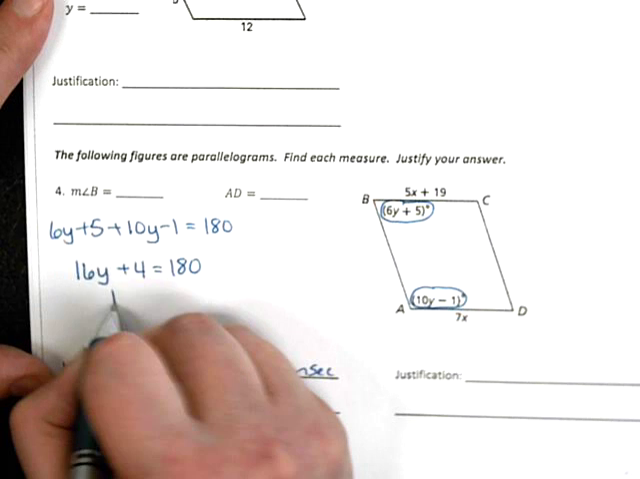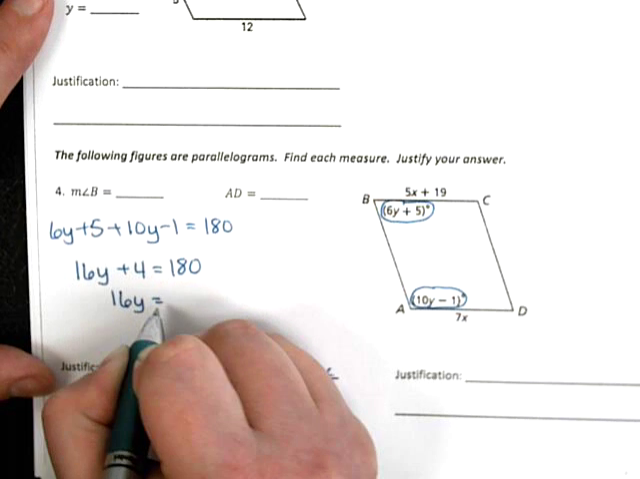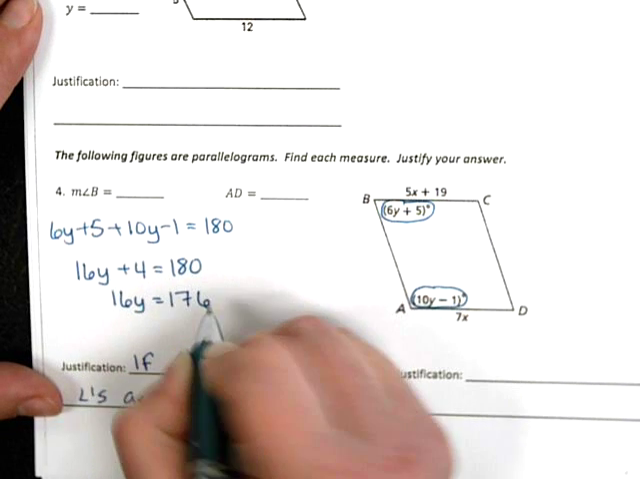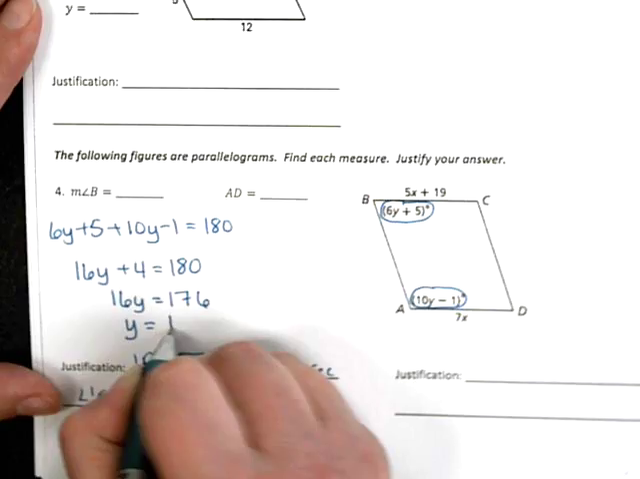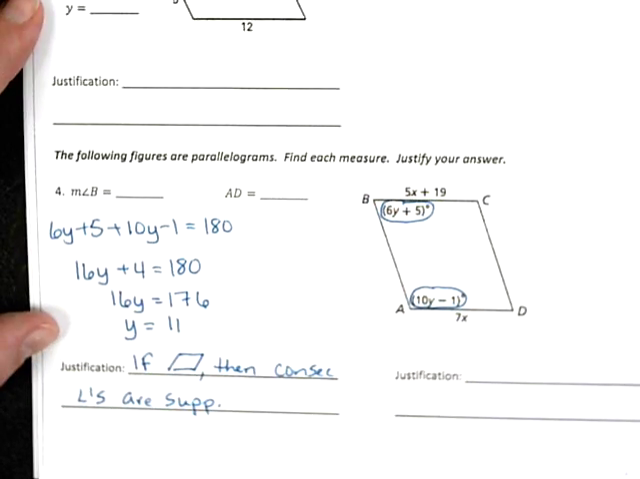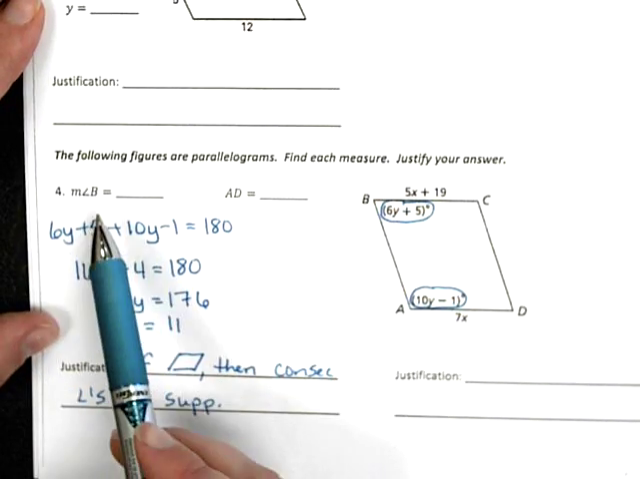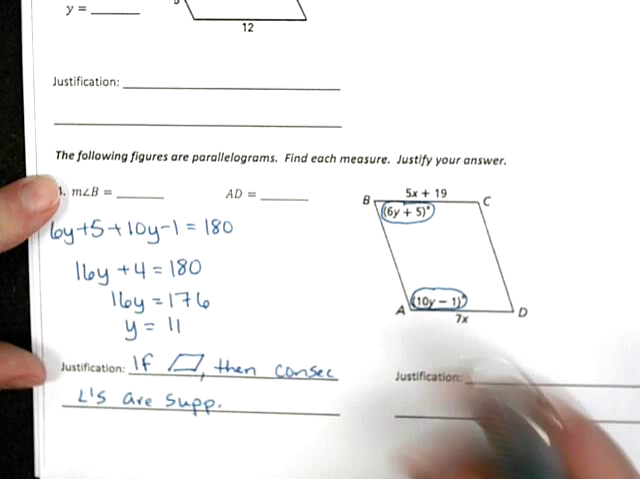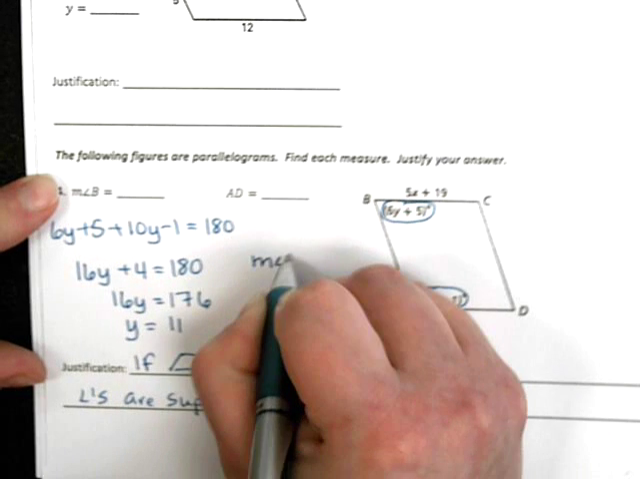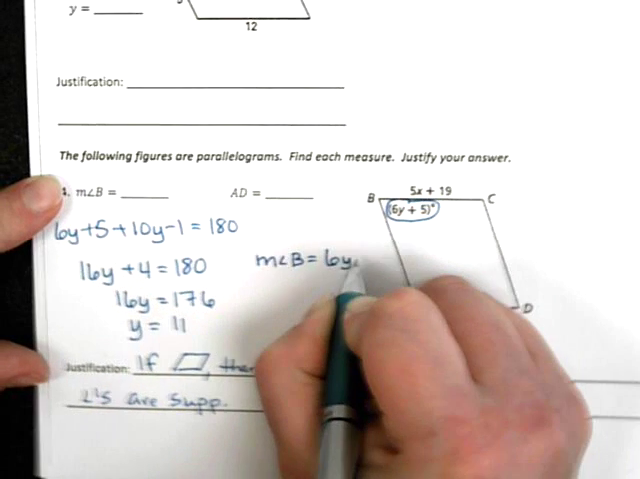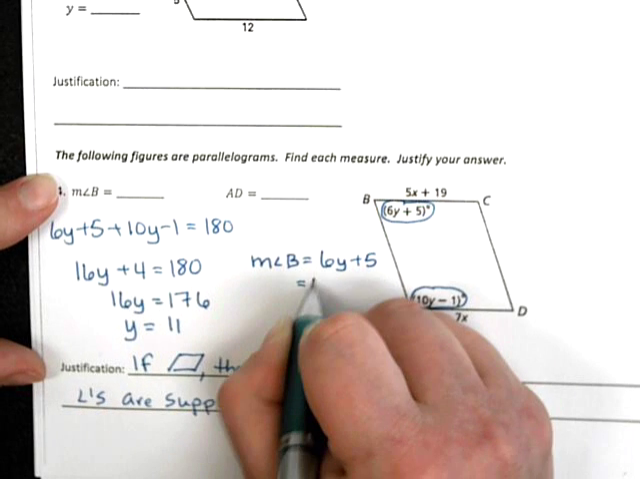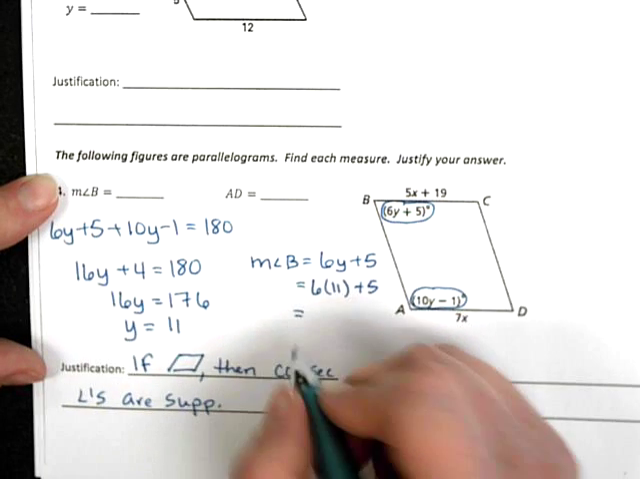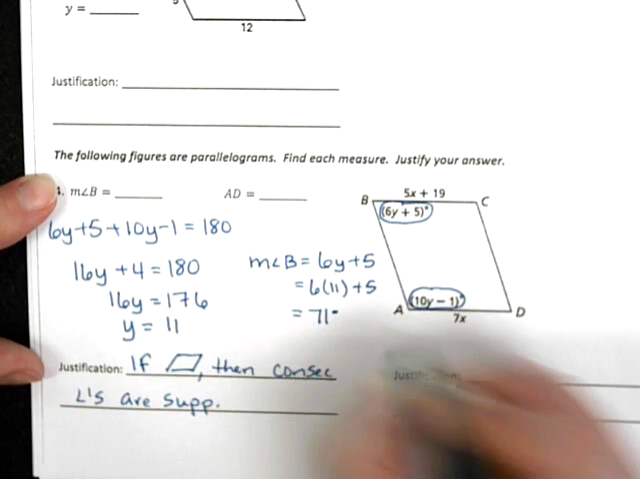Okay? Then I get 16y equals 176. Subtract the 4 over, right? And then divide by 16, and I end up getting y equals 11. Okay? But it didn't ask me for y up here, did it? It asked me for the measure of angle B, which means I have to plug that in and find it. So, measure of angle B equals 6y plus 5, and I'm going to plug in that 11 for y. So I get that the measure of angle B is equal to 71 degrees.